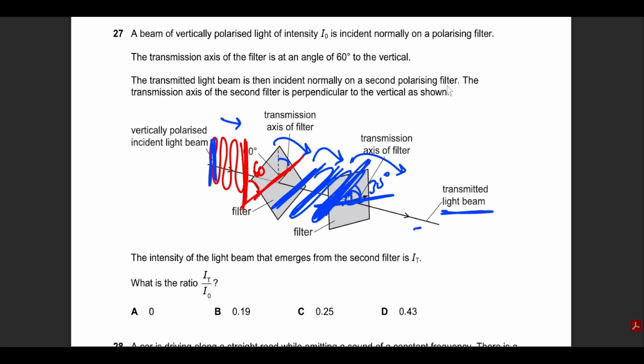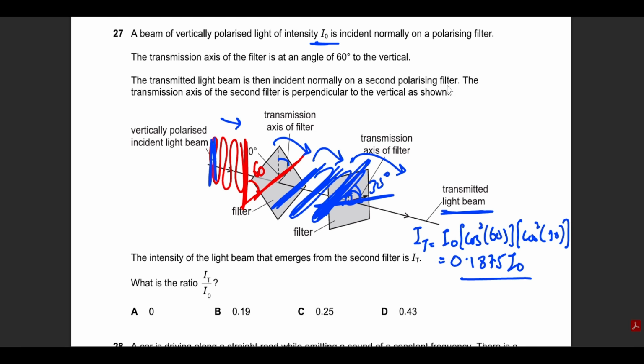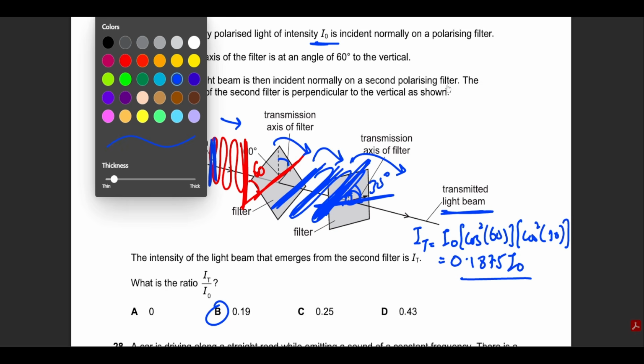So the transmitted intensity, let's call this IT, should be equal to I naught, which is introduced here, into two filtration systems, which is going to be cosine square of the first filter multiplied by cosine square of the second filter. When you solve this, it comes out as 0.1875 I naught, which is going to become 0.19. This question has been repeated many times, so be careful about this.